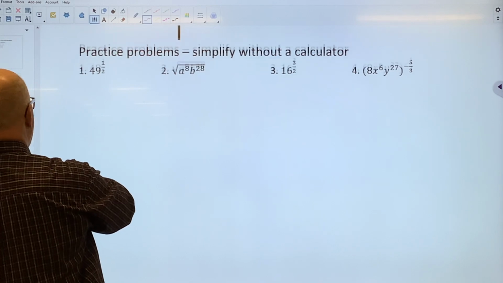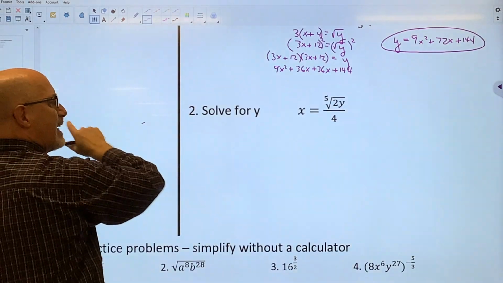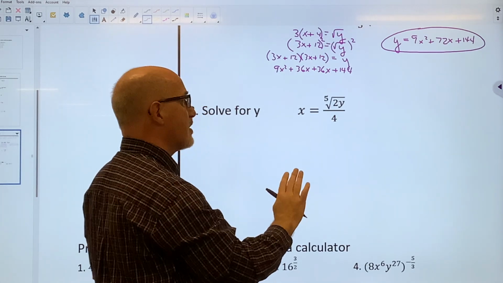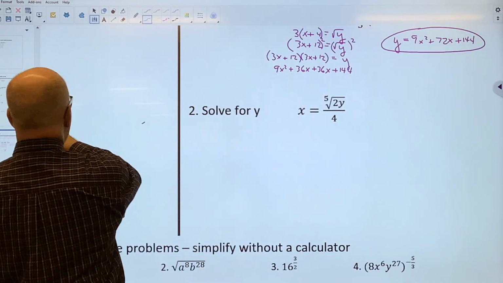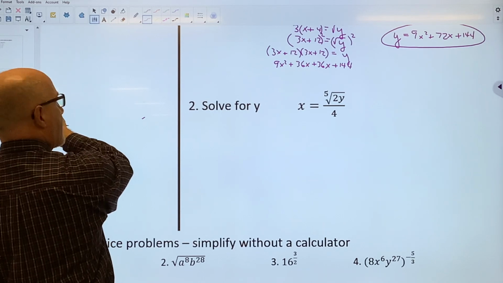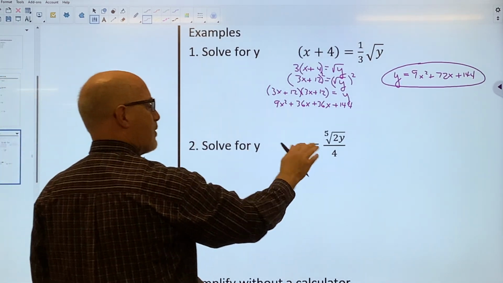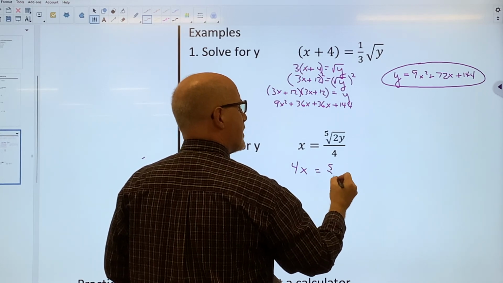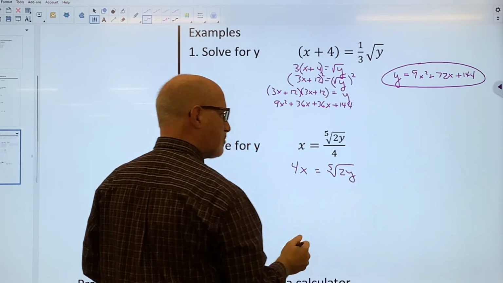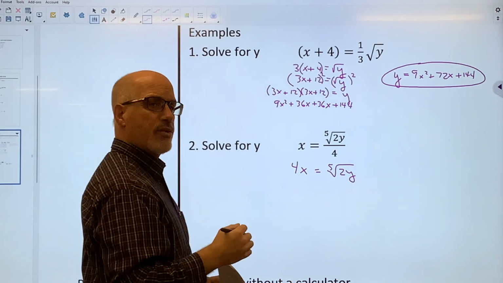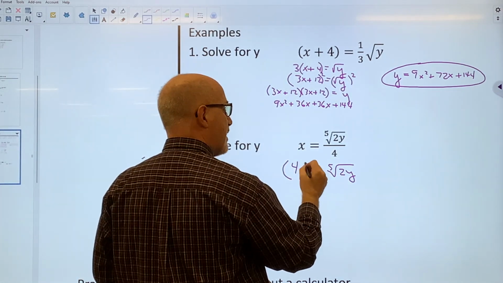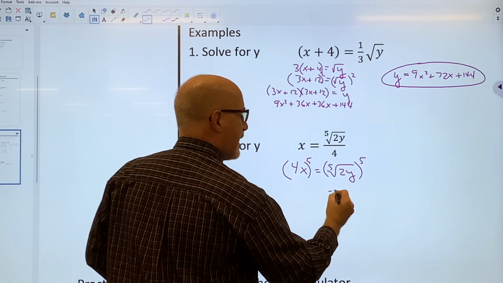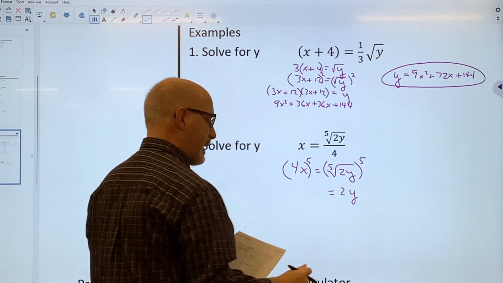So for this one, I'm going to go ahead and get, again, y by itself. Notice it's already solved for x, so we're just going to solve for y here. So when I solve for y, I'm going to multiply both sides by 4. So 4x equals the 5th root of 2y. I go ahead and put both sides to the 5th power to get rid of that 5th root. And so on this side, I'm going to just have the radicand.